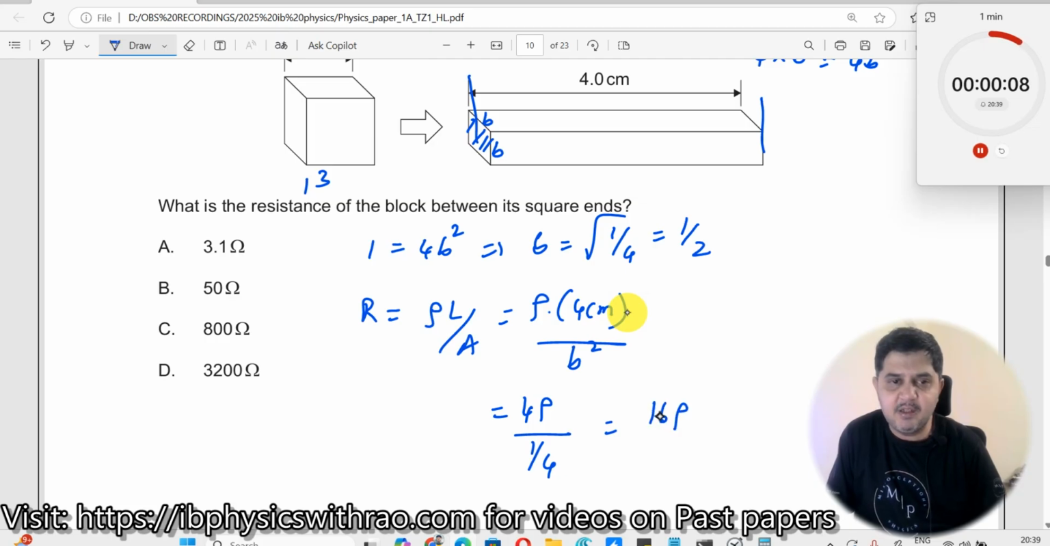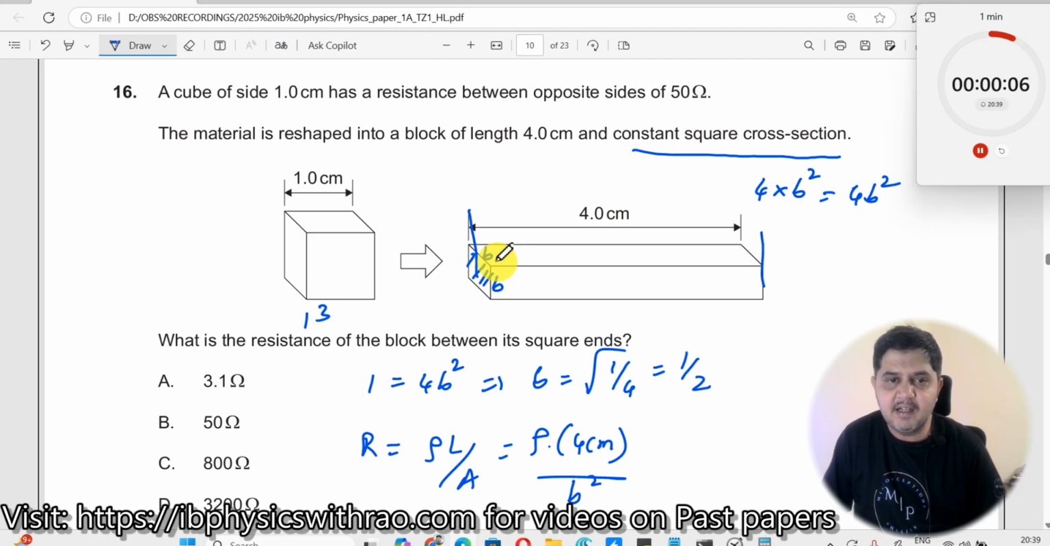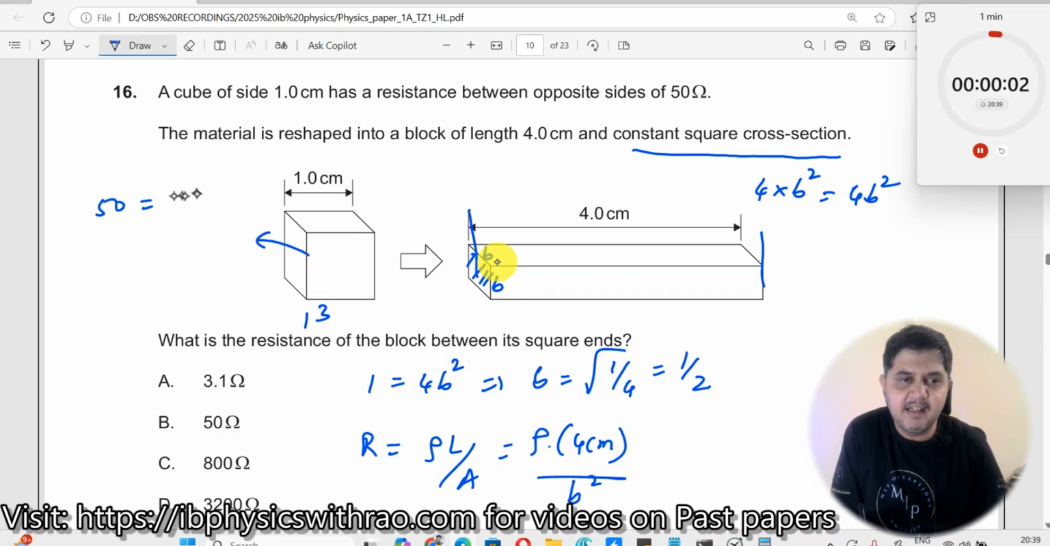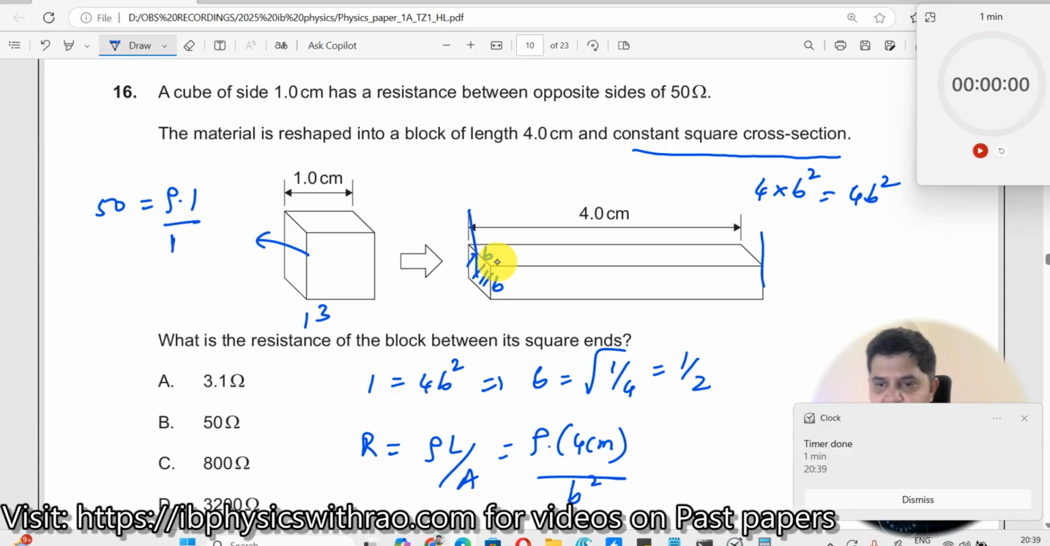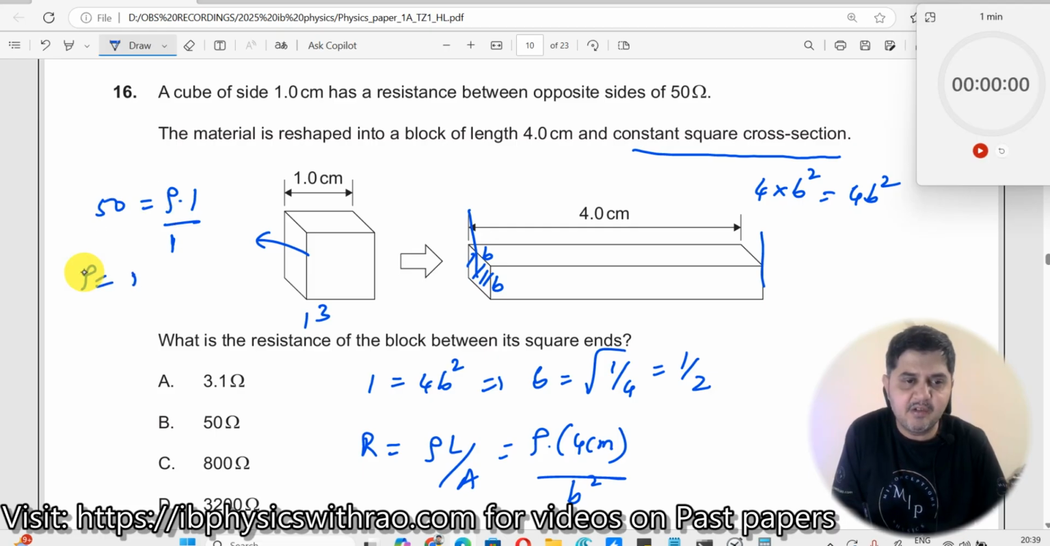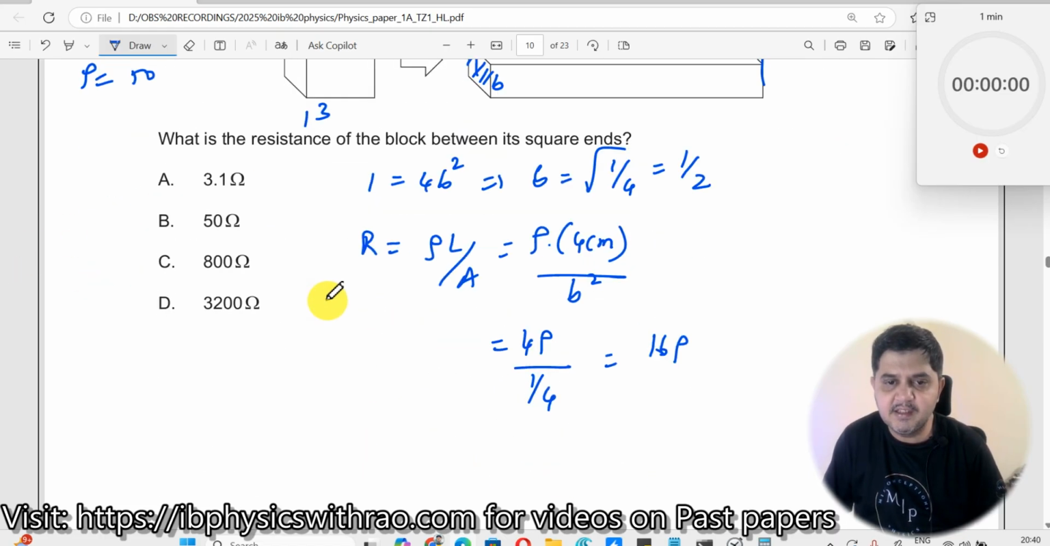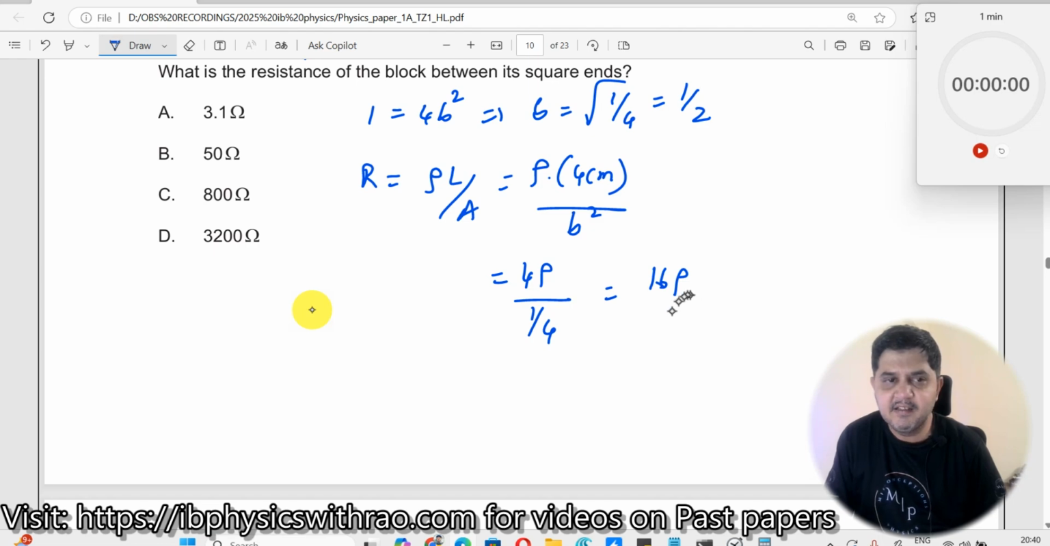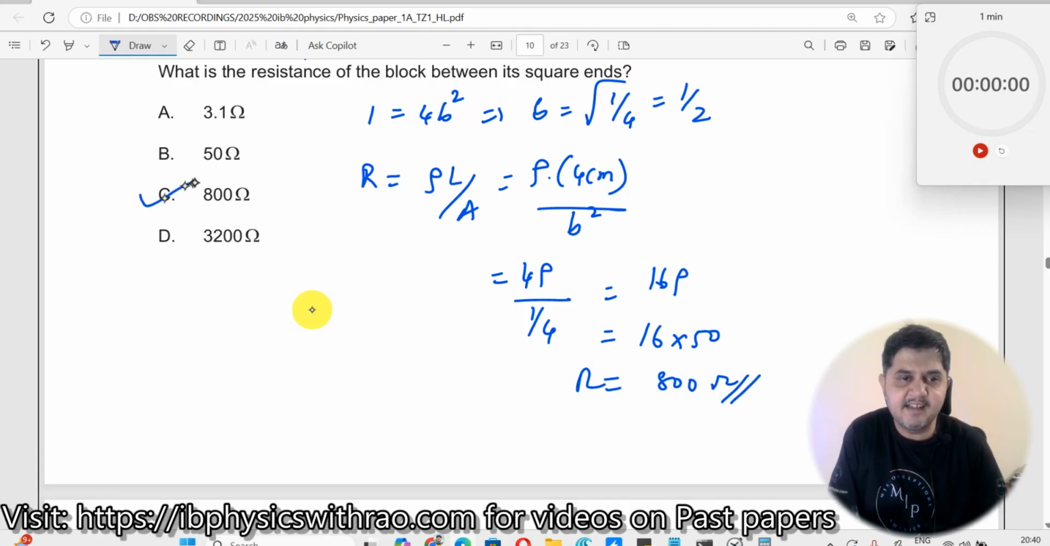But I need to get the value of rho. How do I get the value of rho? Now let us look at this. The resistance for this one was 50, which is equal to rho into L, which was 1, divided by A, which was 1. So therefore, rho is equal to 50. I will write rho equal to 50 here. 16 multiplied by 50 should now be equal to 800 ohms. Thus, the correct answer is C.